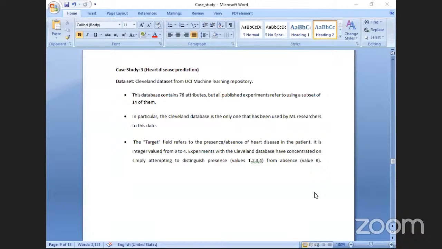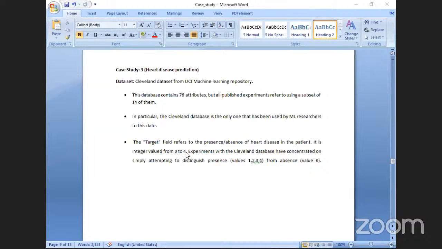So 13 plus 1, as I said in the morning, right? Supervised learning models require class labels. So 13 are the parameters associated with the heart disease data set, and 1 is the class label, which is used in this case for heart disease prediction. The last, 14th attribute is the target attribute, which includes the information about the presence or absence of heart disease, represented as an integer value between 0 and 4.